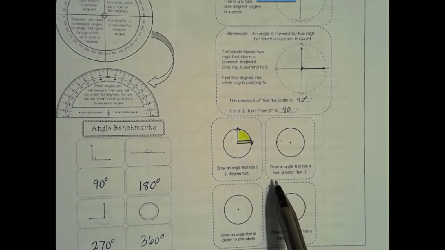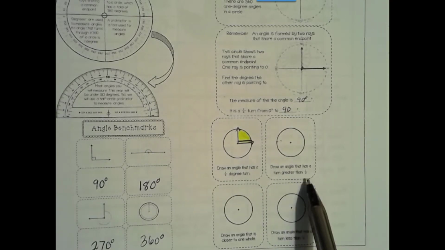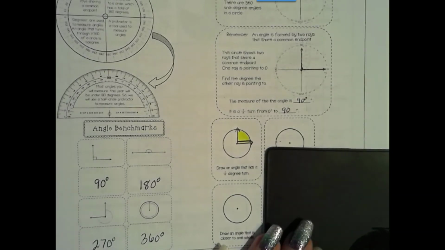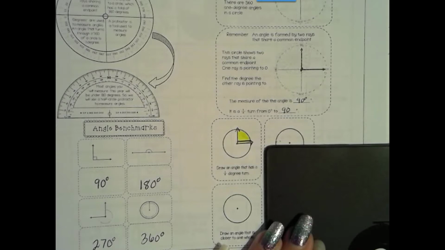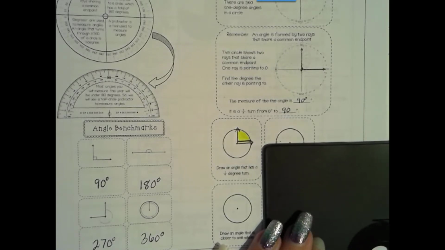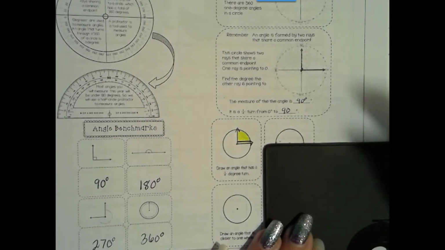Here, draw an angle that has a turn greater than 1/2. So we want it to be greater than 1/2. So we're going to start here at where 0 would normally be on this side.